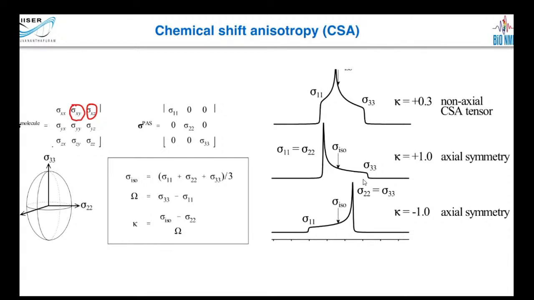However, in solid state, we don't see that. We see this: there is an anisotropic part and there is a rhombicity part. This is the isotropic value, right in the middle. When sigma 22 equals sigma 33, this is the axial symmetry that we are talking about. When sigma 11 is equal to sigma 22, this is the pattern that you're going to get. If all three are not equal, then because you have a non-axial CSA tensor, you get a pattern like this.